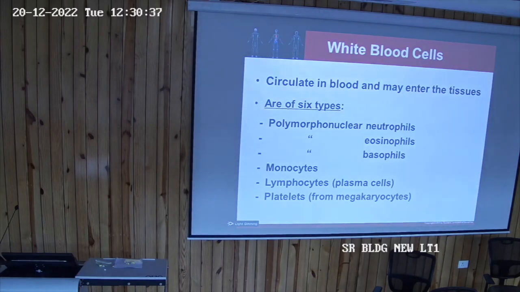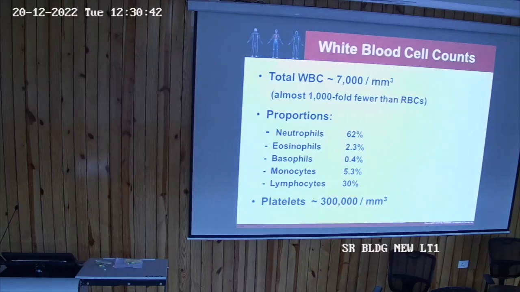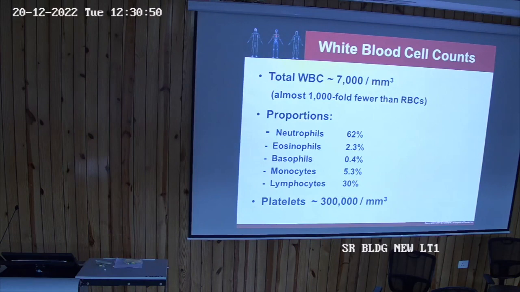Platelets, they are getting formed from the megakaryocytes. Average is 7,000 cells per cubic millimeter. Range was from 4,000 to 11,000 cells per cubic millimeter. Almost 1,000 folds fewer than RBC. So when you see blood film, out of 500 or 700, you will rarely see a WBC.